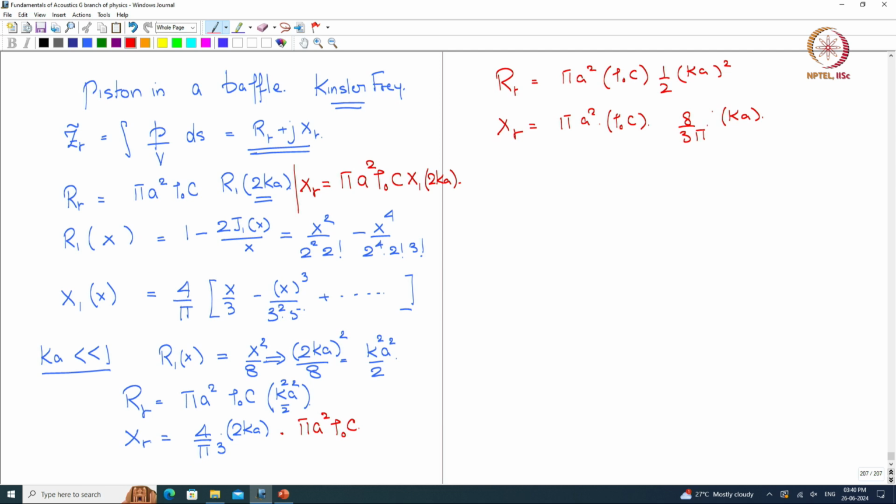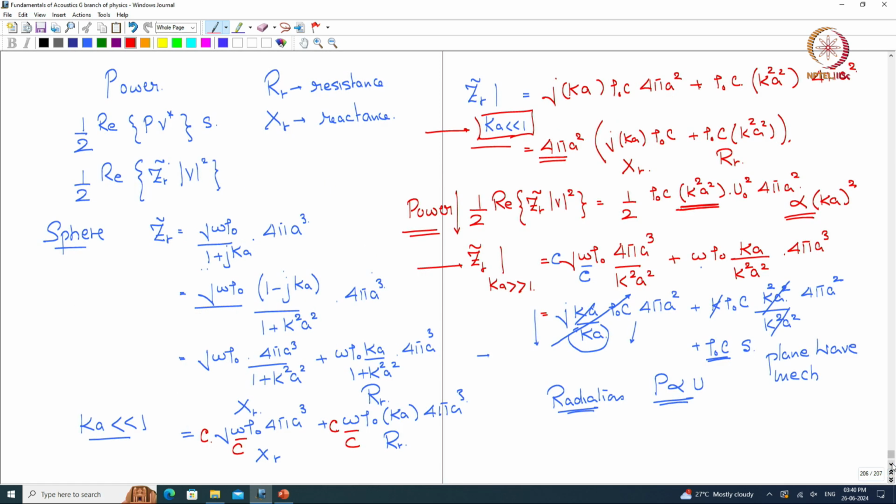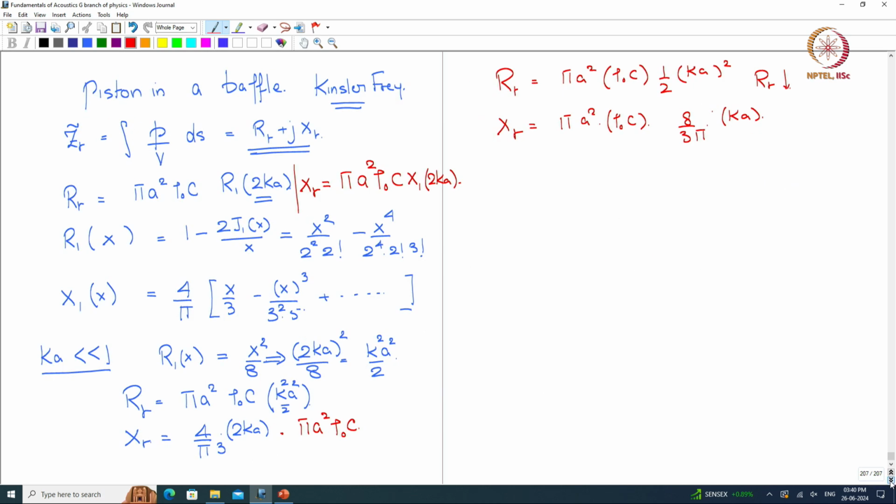Okay, so let's see. So this of course is proportional to ka, so r of r will be small, okay. If r of r is small, then this power function will be small, and so it's an inefficient radiator already, inefficient radiator, okay. But what about the reactance part?